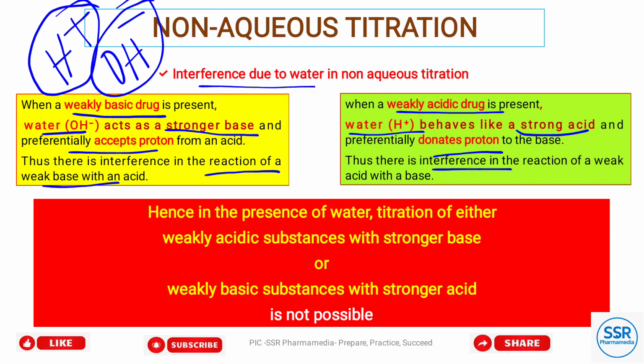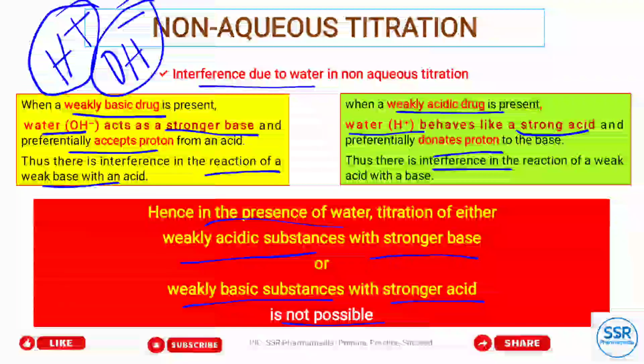So, due to this interference, water cannot be used in non-aqueous titration. Hence, in the presence of water, titration of either a weakly acidic substance with a strong base or a weakly basic substance with a strong acid is not possible.